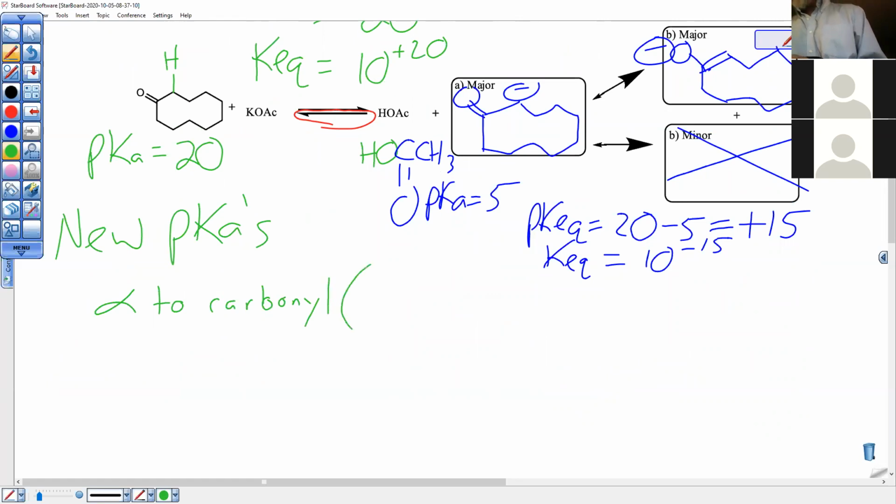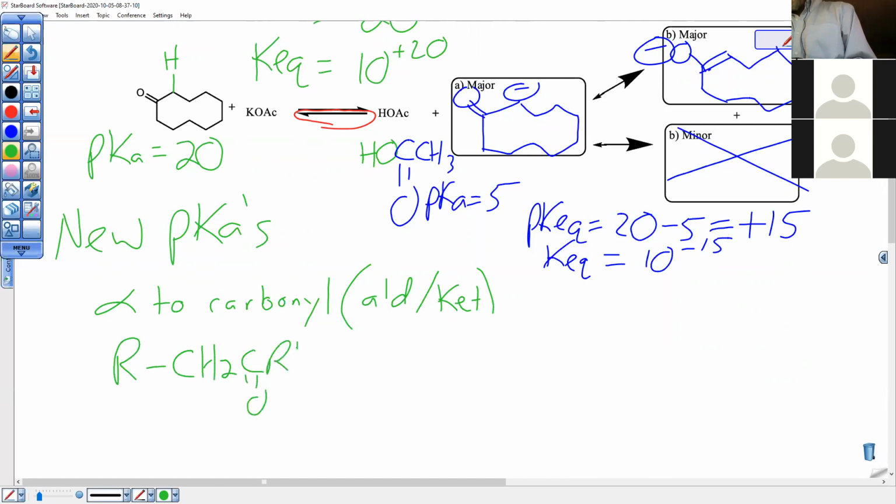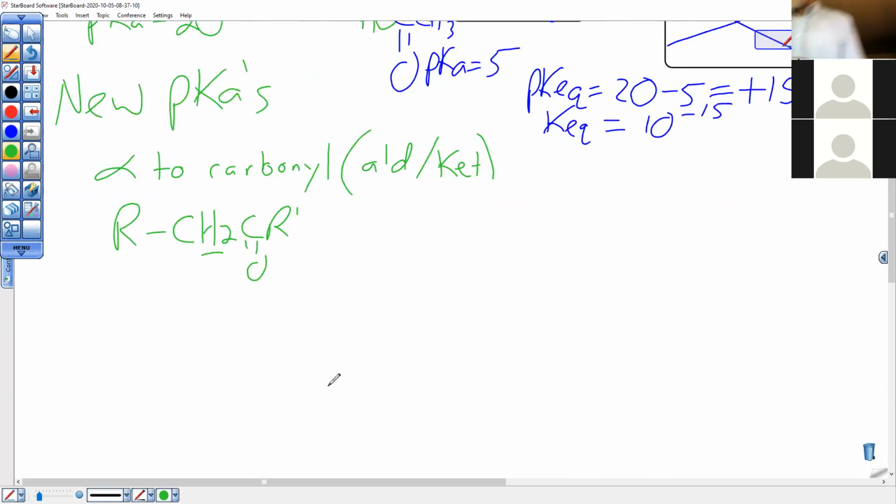Now I have to be more specific because later on we're going to see other carbonyls have different pKa's, like esters are different. Right now you're only responsible for aldehydes and ketones, and the pKa is 20. So if you want a short form for that, that's the one right there. And off the carbonyl.